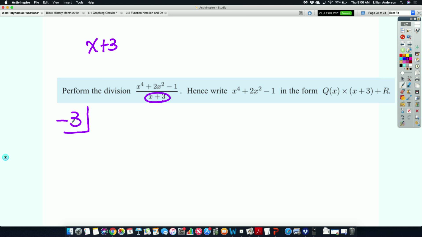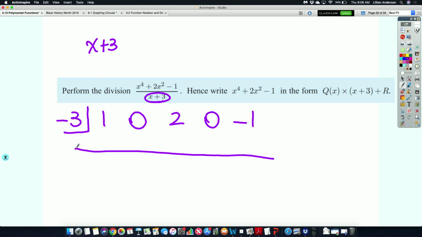What went beside the backwards L? The coefficients plus placeholders. Exactly, the coefficients of your dividend. If any of the terms were missing, like in this case, you're missing an x to the third term and an x term, you put in your placeholder. So this will be 1, 0, 2, 0, and -1.